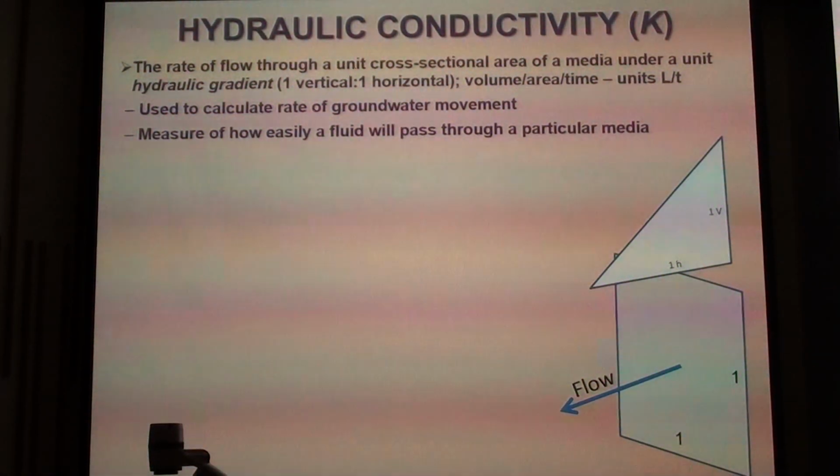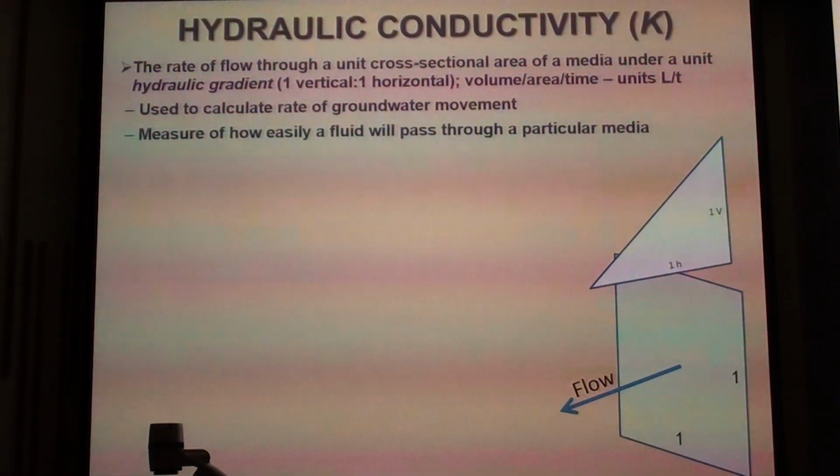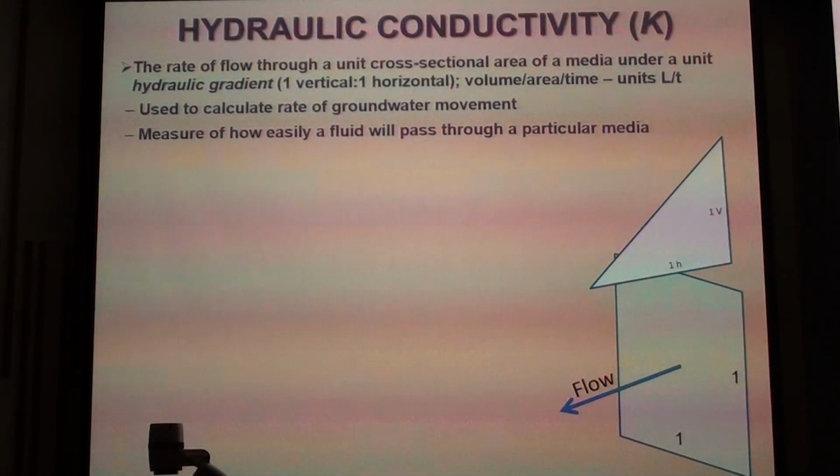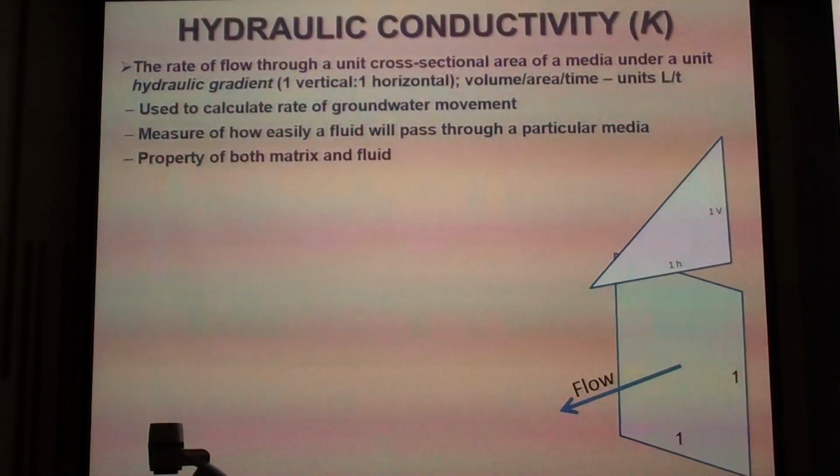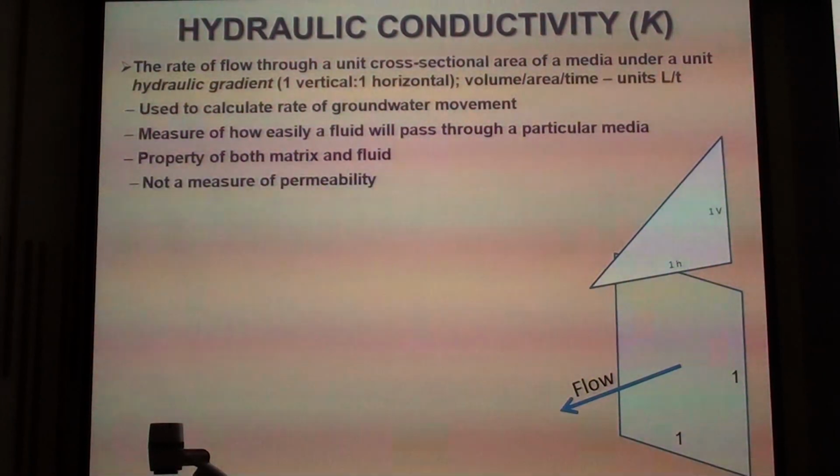It's a measure of how easily fluid passes through a particular media. It's also a measure of the fluid properties and the properties of the media. It's a mixed measurement. So if you change any one of the properties, the density of the fluid, or the temperature of the fluid, or the porosity of the material it's flowing through, K will change. It's dependent on both the matrix and the fluid properties.